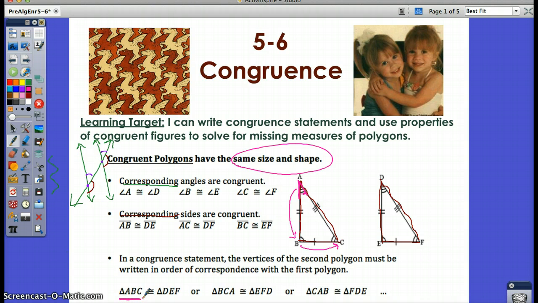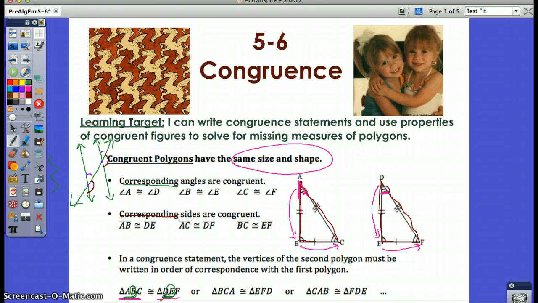So we have A, B, C. Then you name the second one to match the first. So I would start with the skinniest angle over here, and I would go to E, and then I would go to F. The order must match. And the nice thing about these congruent statements is then when you look at the congruent statements, you know which angles correspond. Angle B would correspond to angle E because they're both in the center. Side AB would correspond to side DE because they're both the first two letters.